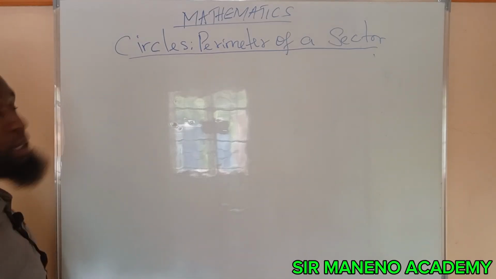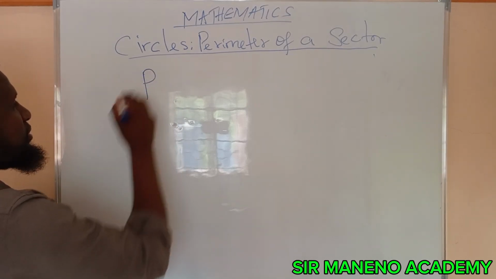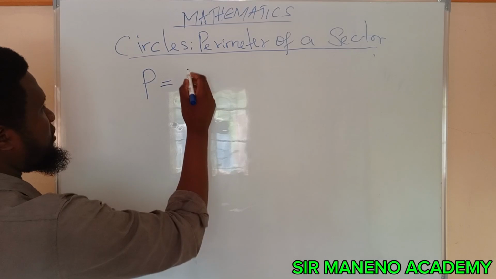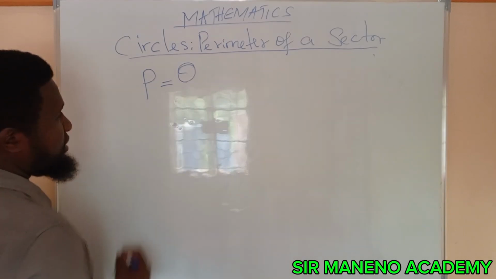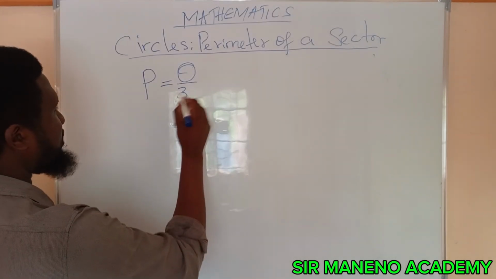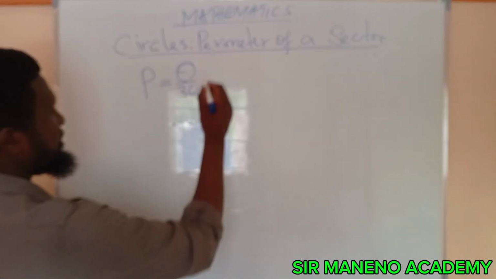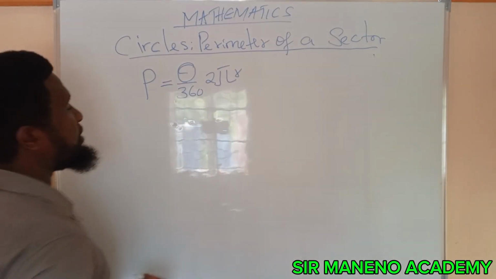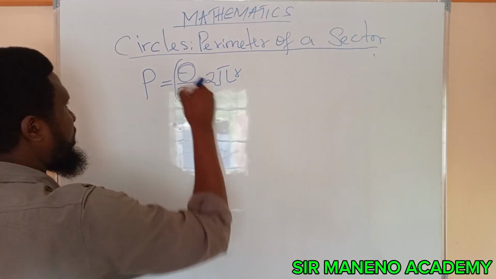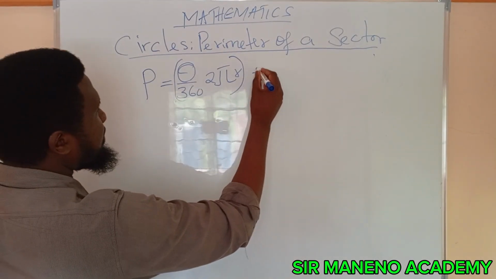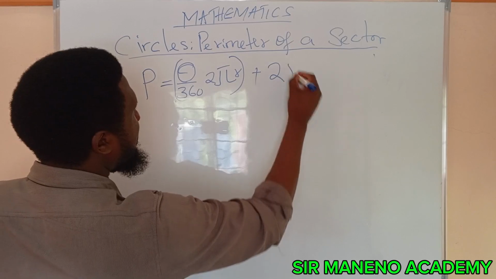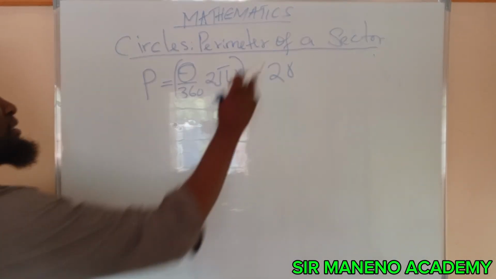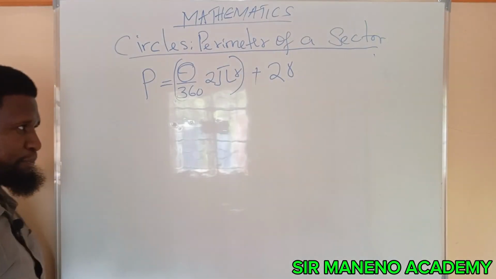The perimeter of a sector is calculated by this formula: theta out of 360 times 2 pi r, all of this plus 2r. This is the formula for calculating the perimeter of a sector.